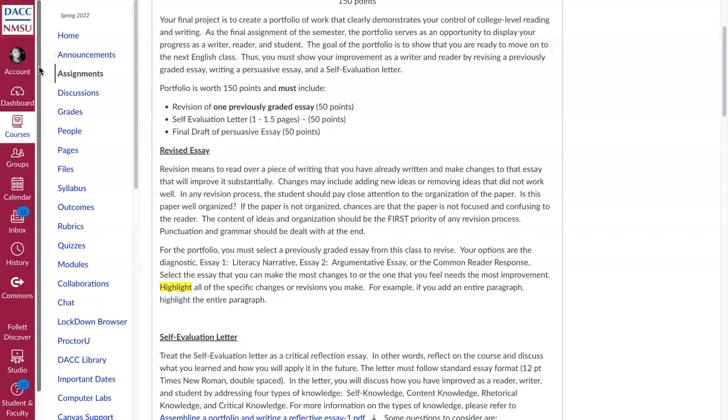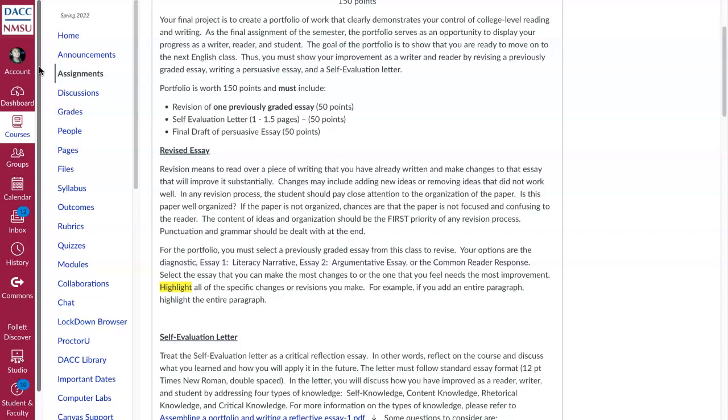So, for example, let's say at the beginning of the semester you didn't really know what a thesis statement was and you struggled with that. So in this revision, you can go ahead and revise the thesis statement for that particular essay to show that now you have a better understanding of thesis statements. Whenever it comes to what essay to revise, I always suggest that you revise the one where you can make the most changes, because that makes it easier for you. And like I said, it also shows how you've grown as a writer.